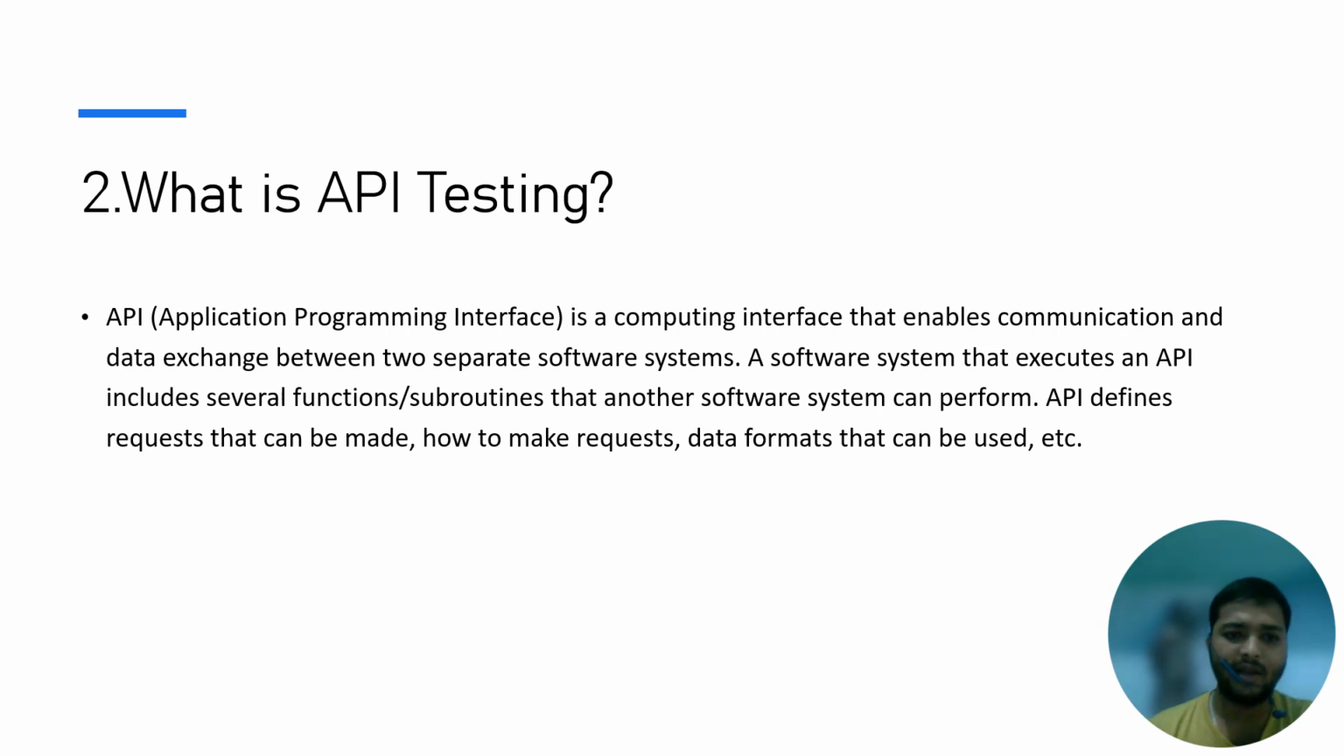What is API? Application programming interface is a computing interface that enables communication and data exchange between two separate softwares. A software system that executes an API includes several functions and subroutines that another software system can perform. An API defines what requests can be made, how to make a request, and what data format can be used.